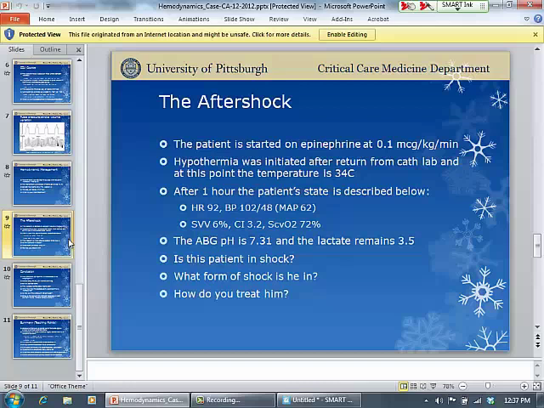Okay. So now after an hour, here's the current state. We have a heart rate of 92, blood pressure is 102/48, the MAP is 62, the SVV is 6%, the cardiac index is 3.2, the ScvO2 is 72%. ABG is 7.31 and the lactate remains 3.5. Is this patient in shock? Yeah, their lactate's still high. What form of shock is he in?